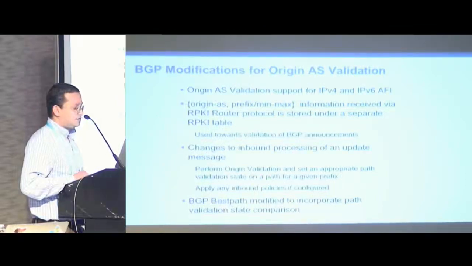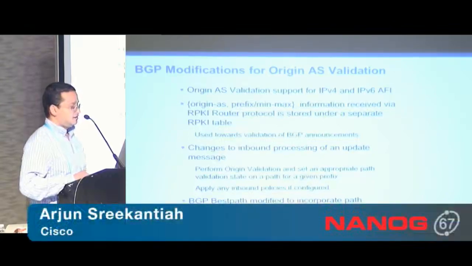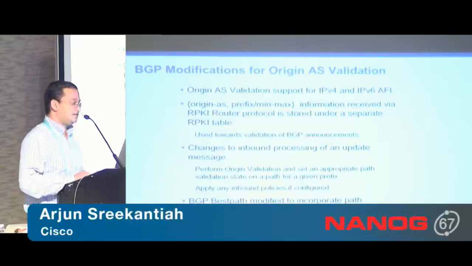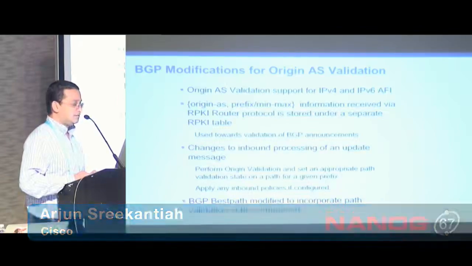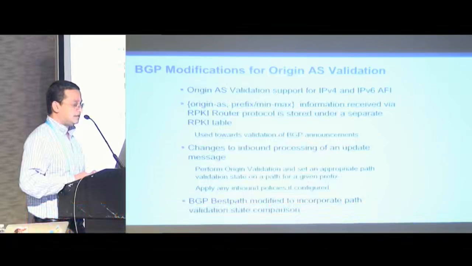You can apply inbound policies, as we've seen, based on the path validation state, such as defining a local pref on the route. The BGP best path has also been modified to take into account path validation state information. By default, invalid prefixes are excluded from the best path, so any path marked as invalid is not included in the best path calculation.